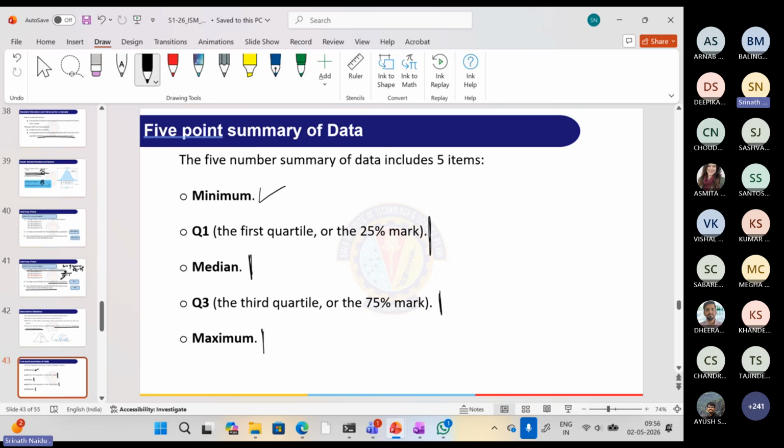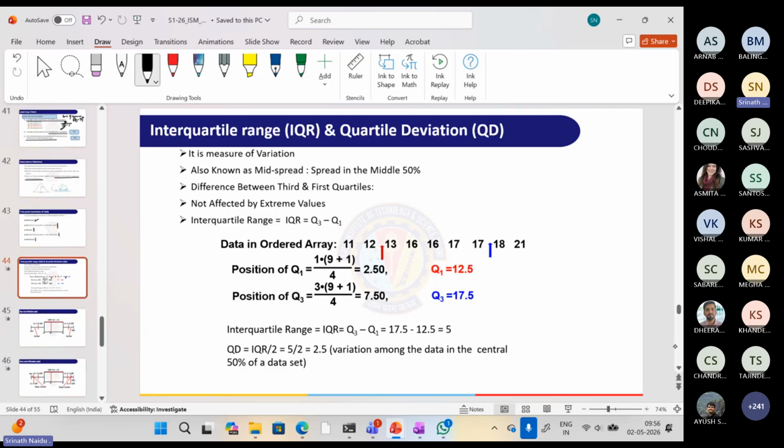It's not the whole data, but it is a summary of the data. It's a 5-point summary of the data. Okay, so there's also something called the interquartile range, which is the distance between Q3 and Q1. Q3 minus Q1. It's the mid spread, the spread in the middle 50%.